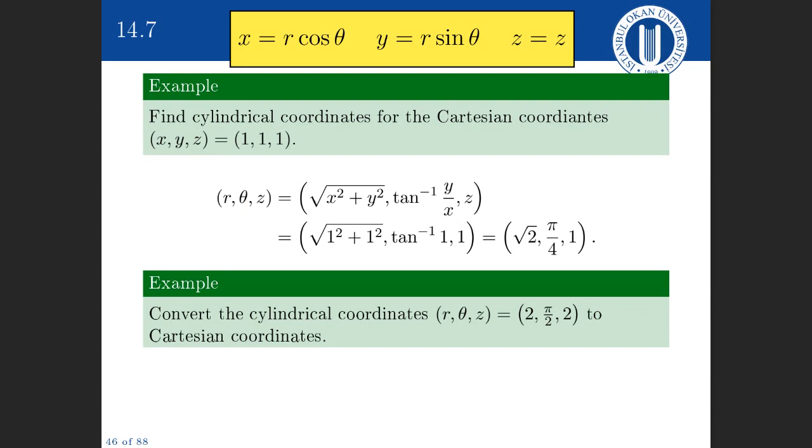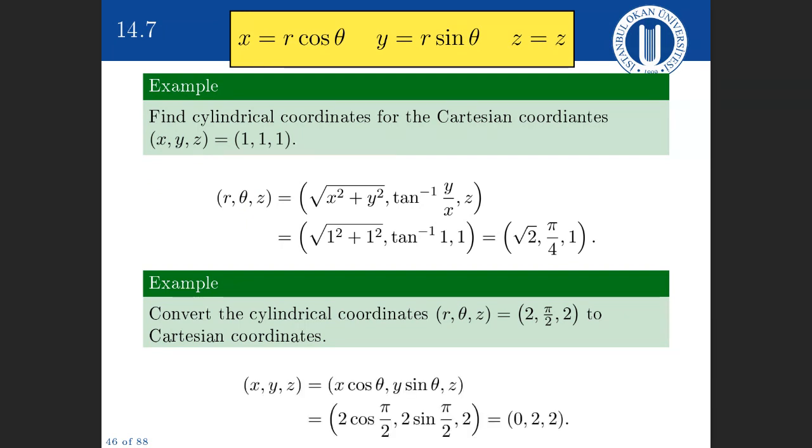Let's go the other way. Convert the cylindrical coordinates r theta z equal to 2, pi over 2, 2 to Cartesian coordinates. We've got our formula at the top. Oh, there's a typo here. X is r cos theta, y is r sine theta, and z is equal to z. So that's 2 cos pi over 2, 2 sine pi over 2, and 2. 0, 2, 2.